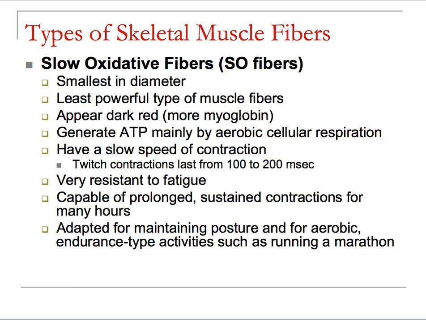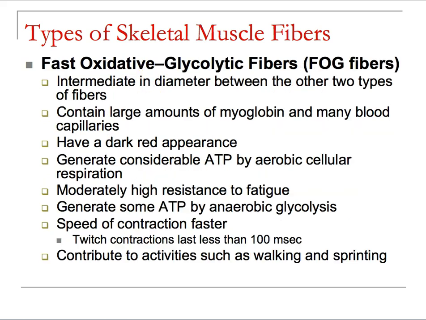Inside your body, you may have slow oxidative fibers. These are smallest in diameter. They're the least powerful of all muscle types, okay? But they generally appear to have more myoglobin. They make ATP for aerobic cellular respiration. They have a really slow twitch contraction phase. Don't worry about that. But look at this. They're very resistant to fatigue, okay? Individuals who are really good marathoners have a large amount of slow oxidative fibers, specifically inside their legs.